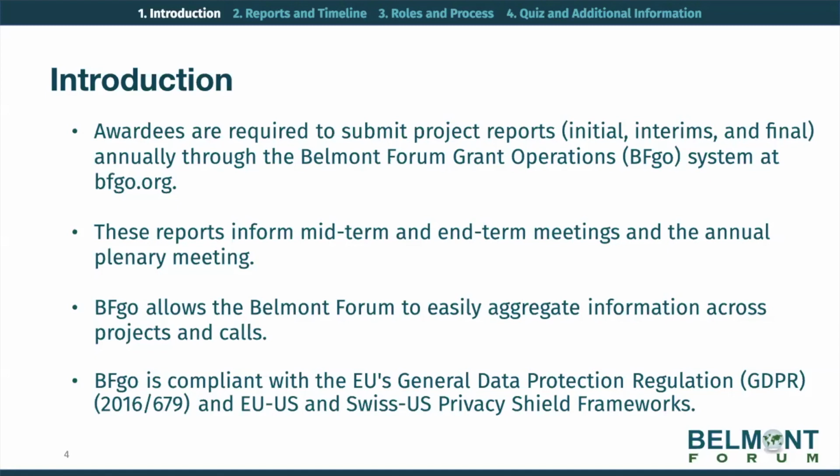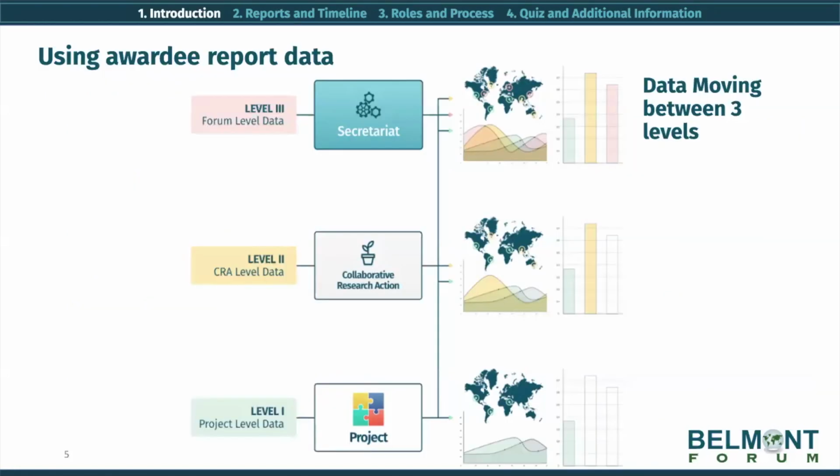BFGO is compliant with the European Union's General Data Protection Regulations and EU-US and Swiss-US Privacy Shield frameworks. The Belmont Forum reporting data is critical for collecting and aggregating information to assess progress at different levels, at the Secretariat level, at the Collaborative Research Action level, and at project levels. Collaborative research actions are the forum's equivalent of a call for proposals.